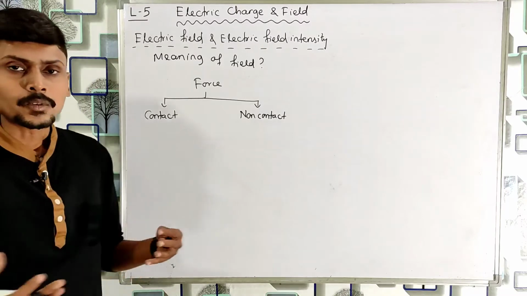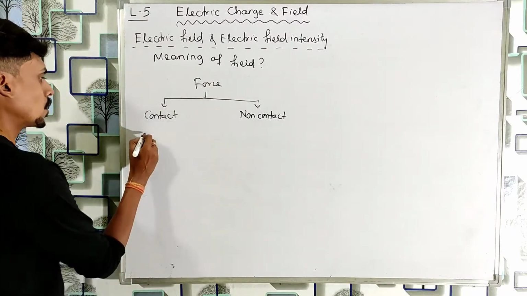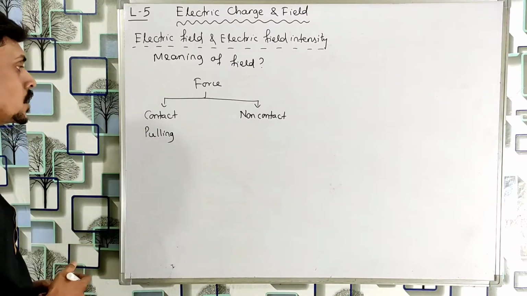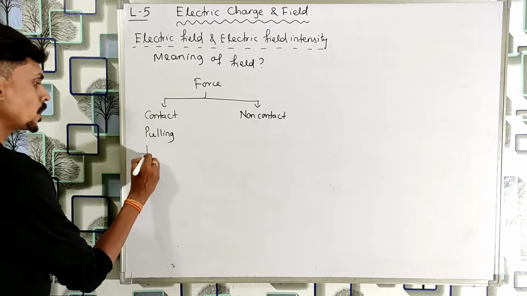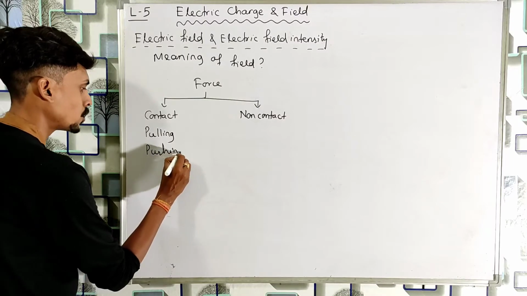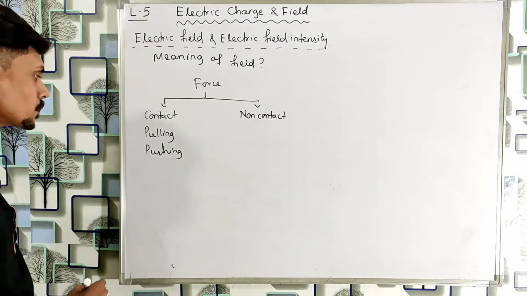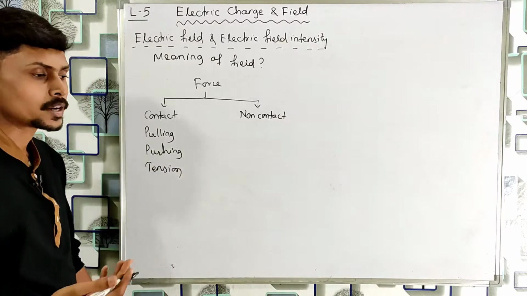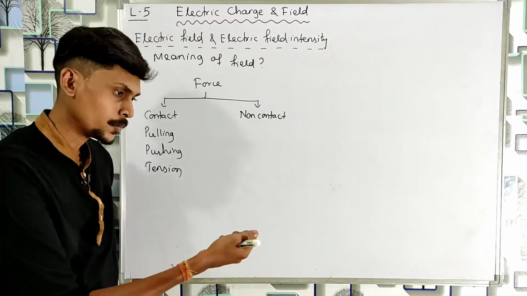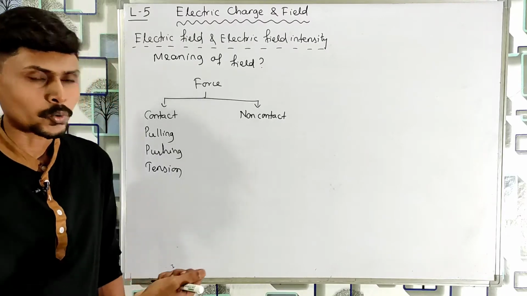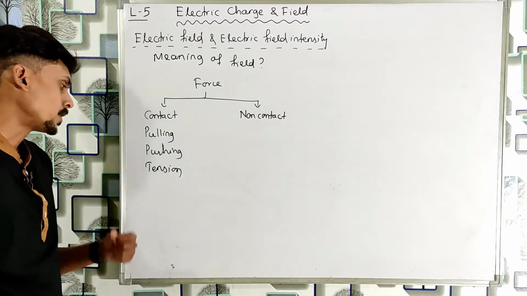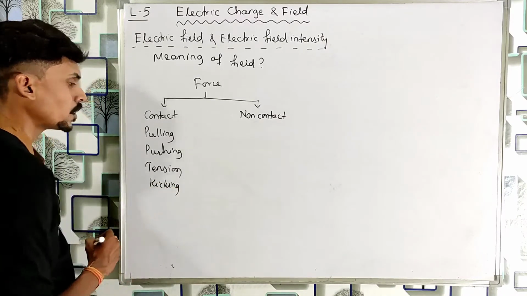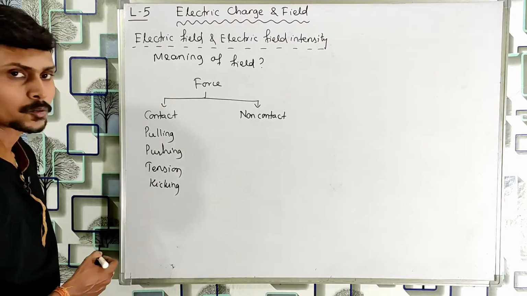So what are the examples of contact force? When we are pulling an object, that pulling force is an example of contact force. When you are pushing an object, that is also an example of contact force. Similarly, tension, which we studied in class 11. When you are pulling an object through a rope or a chain, that is the tension force. And when you are kicking a football, again that is an example of contact force.